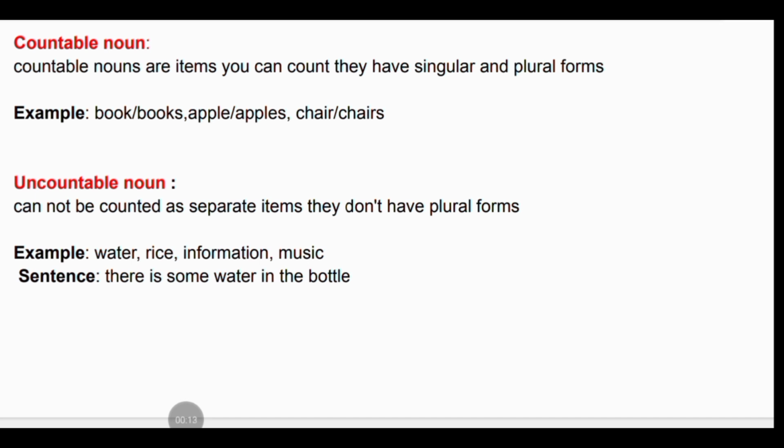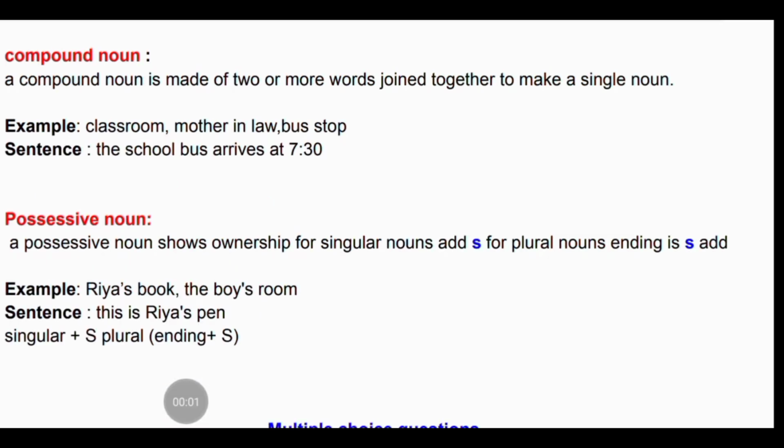Compound noun. A compound noun is made of two or more words joined together to make a single noun. Example: classroom, mother-in-law, bus stop. Sentence: The school bus arrives at 7:30.